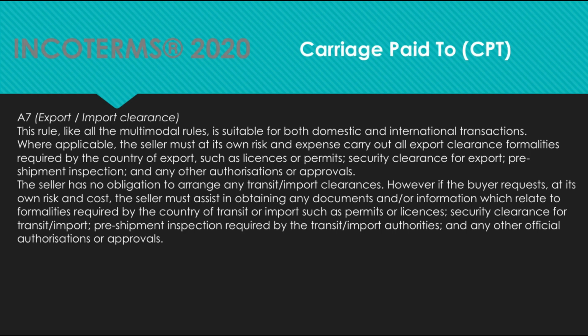However, if the buyer requests at its own risk and cost, the seller must assist in obtaining any documents and/or information which relate to formalities required by the country of transit or import, such as permits or licenses, security clearance for transit import, pre-shipment inspection required by the transit or import authorities, and any other official authorizations or approvals.